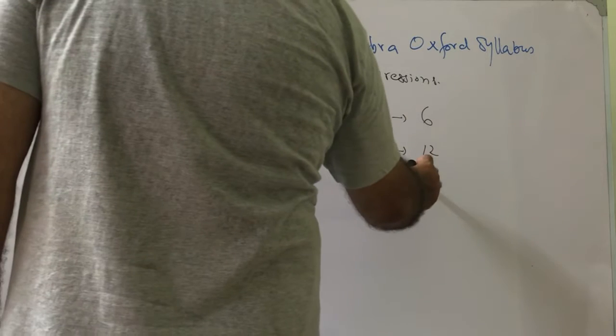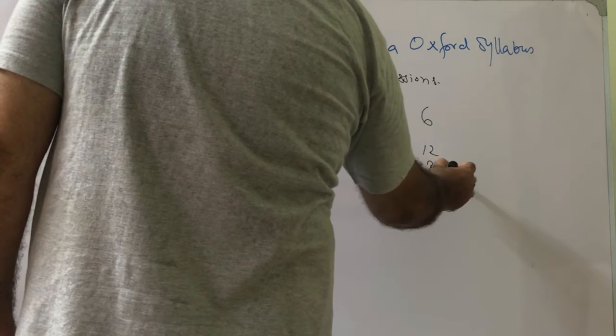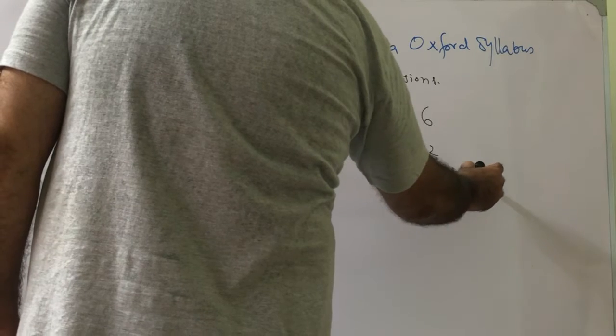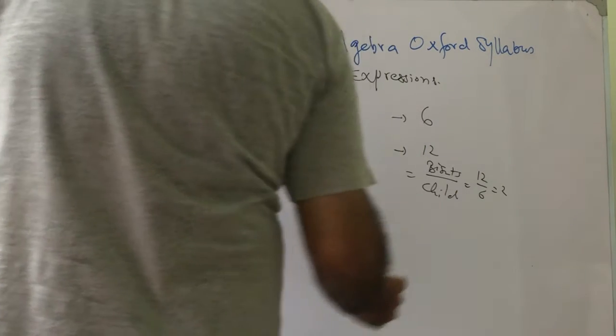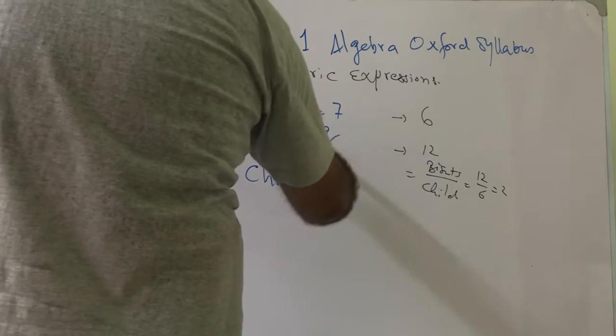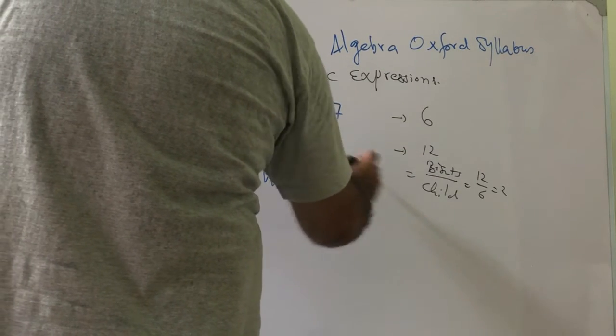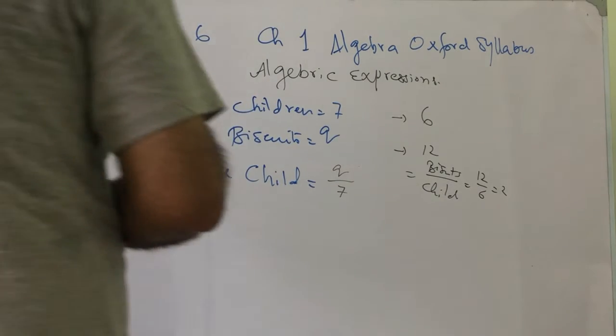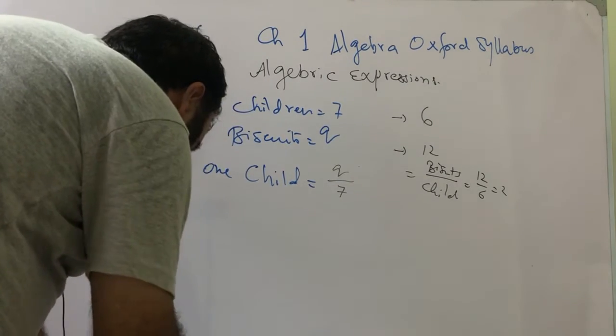What you will do is divide the biscuits by the children, 12 over 6. So every child will get 2 biscuits. Similarly, we need to divide biscuits q by children. How many children? 7. So the answer is q over 7. Each child gets q over 7 biscuits.